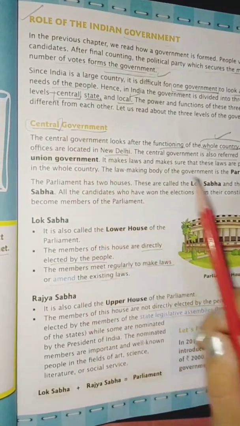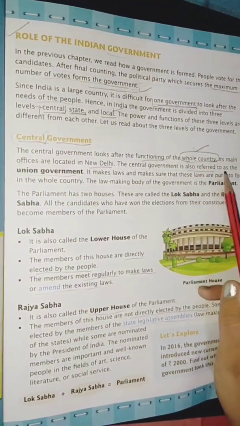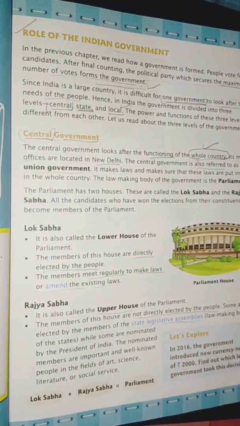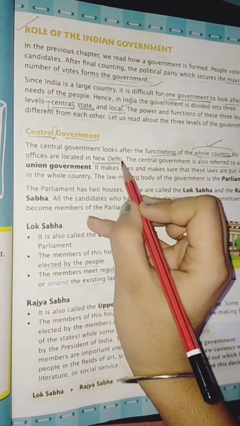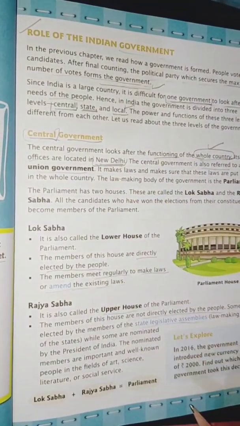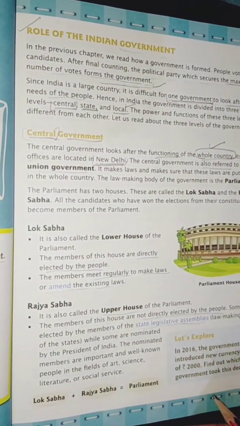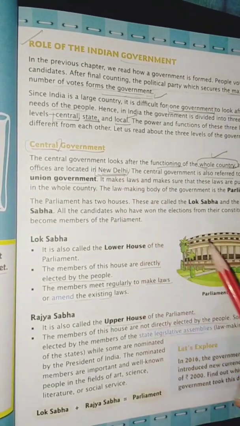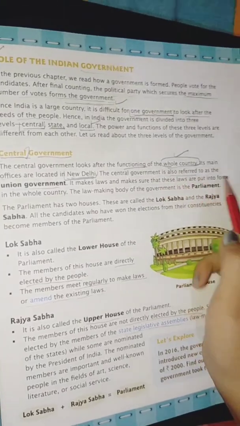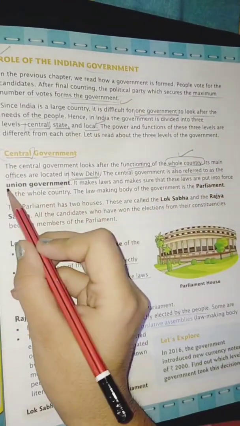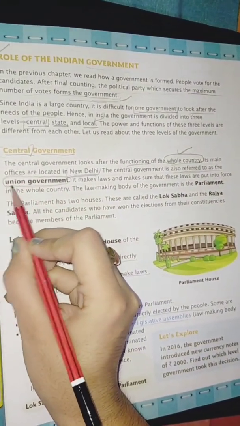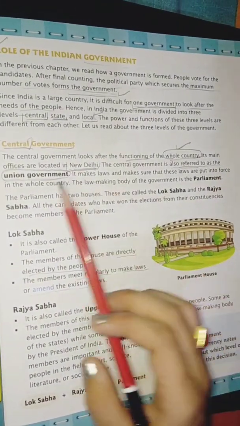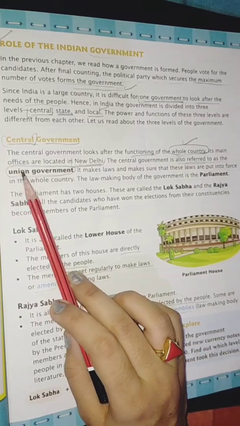So the central government is the one which looks after the functioning of the whole country, and the main offices of the central government are in New Delhi. Where is the main office of the central government located? It is in New Delhi. And the central government is also referred to or known as the union government. You have to recall this: the central government is also referred to as the union government.